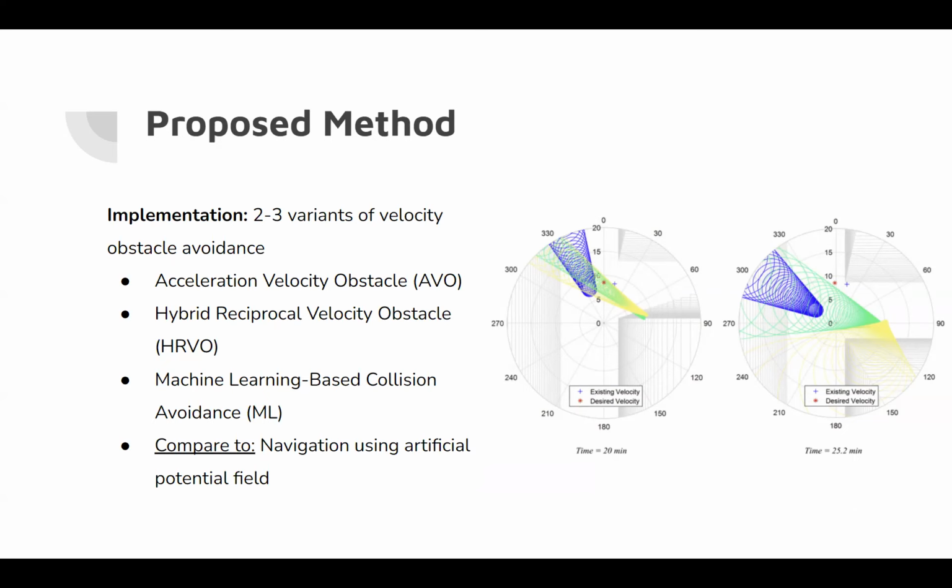The 3 velocity obstacle avoidance algorithms include acceleration velocity obstacle or AVO, hybrid reciprocal velocity obstacle or HRVO, and machine learning based collision avoidance methods or ML. These algorithms all use different methods to avoid obstacles, and so the algorithm's performances will be evaluated based on their ability to negotiate obstacles, time taken to reach the destination, and the number of collisions that occurred during navigation.